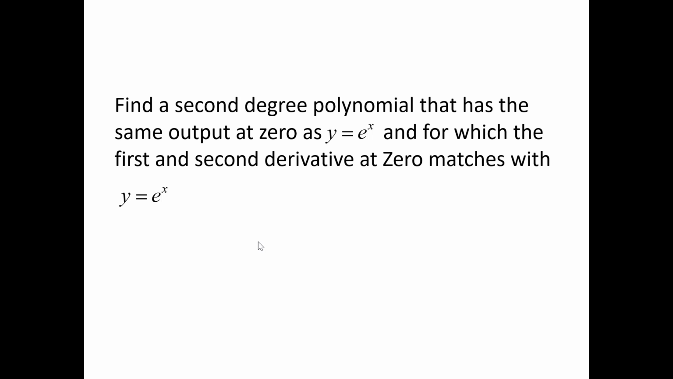So that's where we're headed for now. It says find a second degree polynomial that has the same output at 0 as y equals e to the x, and for which the first and second derivatives at 0 match with y equals e to the x. So let's first figure out what my first and second derivatives are. My first derivative is e to the x, and my second derivative is also e to the x.